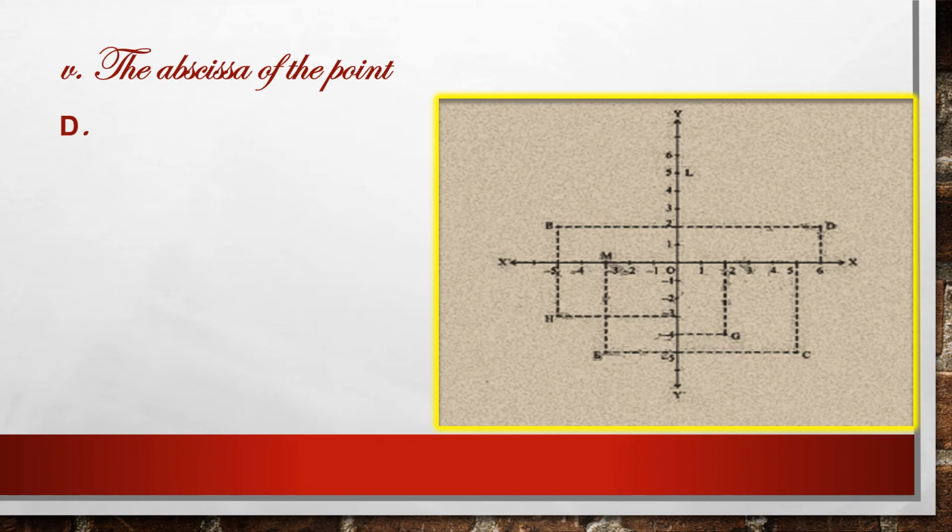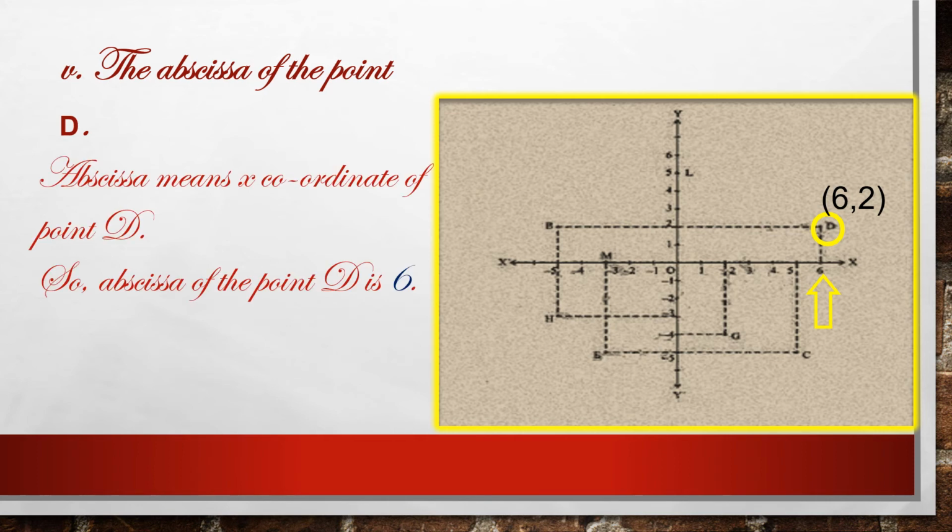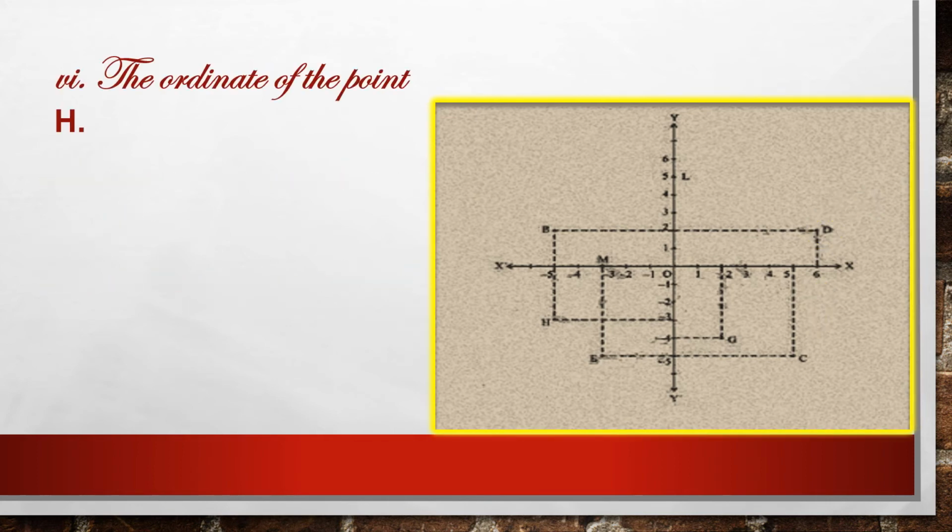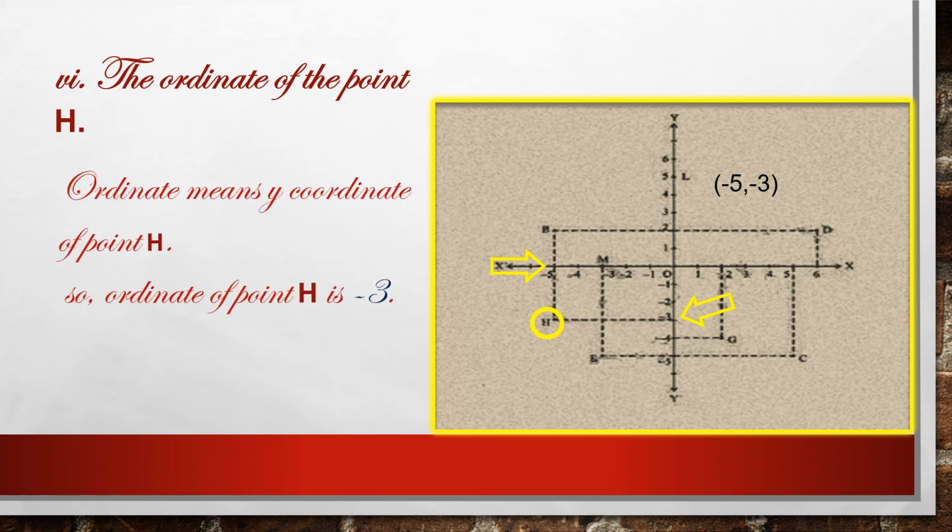The abscissa of the point D. Let's see, where is D? Yes, D. Abscissa means x coordinate. So here it is 6, 2. The x coordinate is 6, so the abscissa is 6. The ordinate of the point H. Minus 5 is on the x-axis and on the y-axis minus 3. Both meet at H. So the coordinates are minus 5 comma minus 3. The ordinate of the point means the y coordinate, that is minus 3.